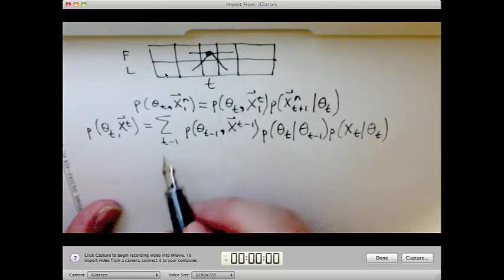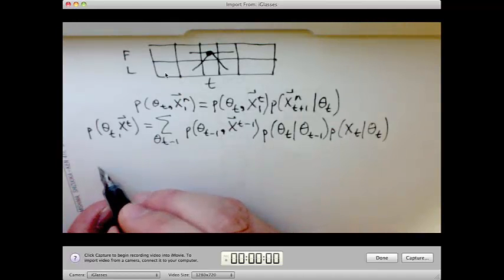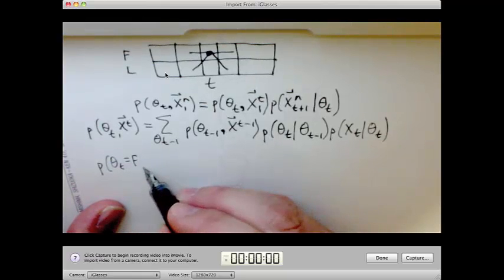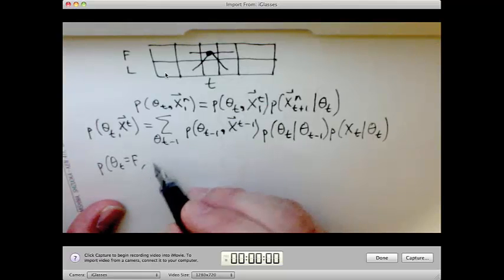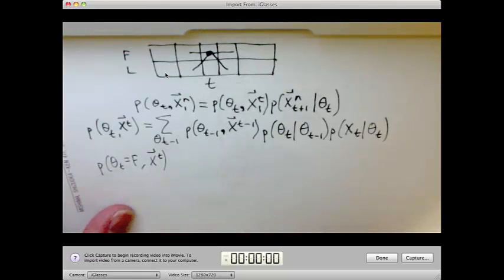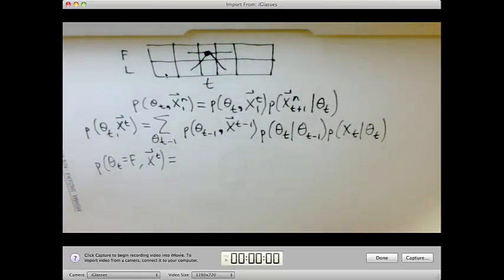So just to translate this again into the visual, I'm specifically trying to get the probability of theta t in the fair state for all the observations up to t. I'll just write out the sum. There's only two components to it, so might as well just do that.